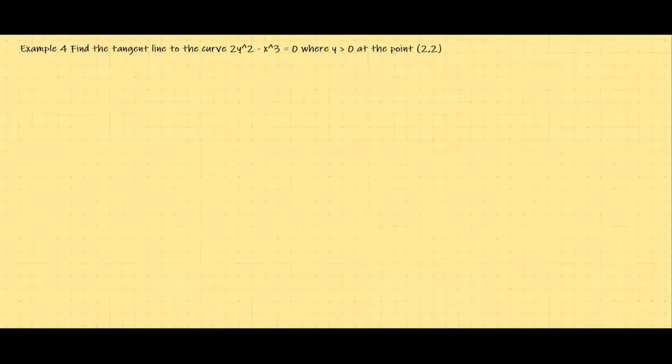Example 4 requires us to work out the equation of a tangent line. It says find the tangent line to the curve 2y squared minus x cubed equals 0 at the point 2, 2. So let's get stuck in.